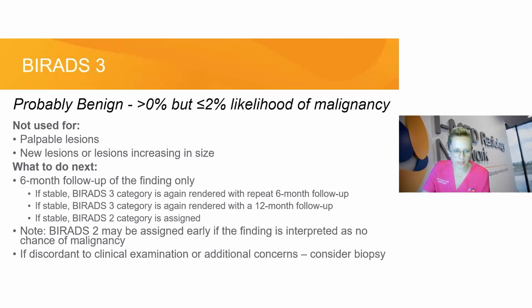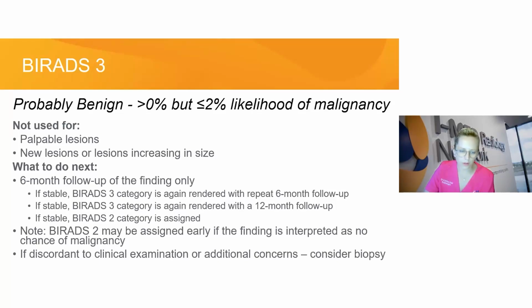So the recommendation is, if you have a lesion that is called BI-RADS 3, you do a 6-month follow-up of the finding only. So if it's one of those punctate clusters of punctate calcification, that's a 6-month mammogram, and it should be with the same views. But if we're talking about these query fibroadenoma or query complicated cysts, then we look at the 6-month ultrasound. If it's stable, we assign a category 3 again, and we repeat the 6-month follow-up. So that puts us at 12 months post the initial imaging.